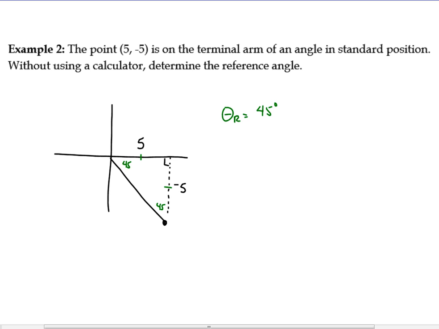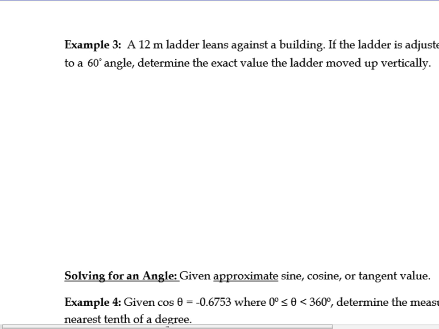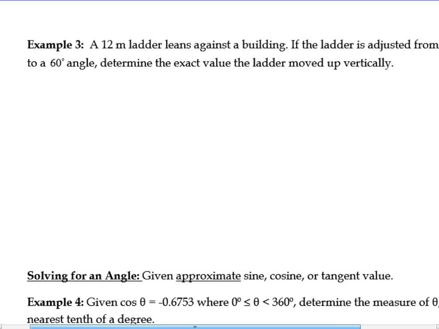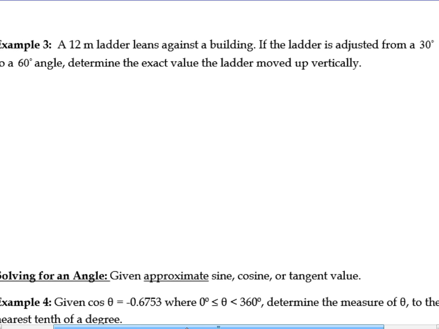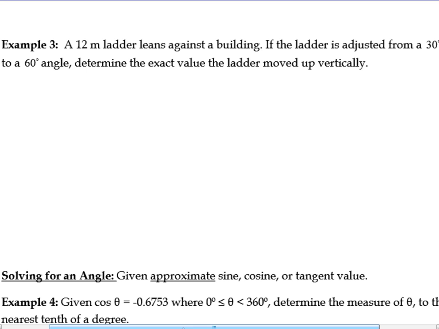Okay. Next page. This is the example I've been waiting for. A 12-meter ladder leans against a building. If the ladder is adjusted from a 30-degree angle to a 60-degree angle, determine the exact value the ladder moved up vertically. Wait, let's make sense. If it goes from a 30-degree angle to a 60, it's actually moving down. Sorry, that's my mistake.